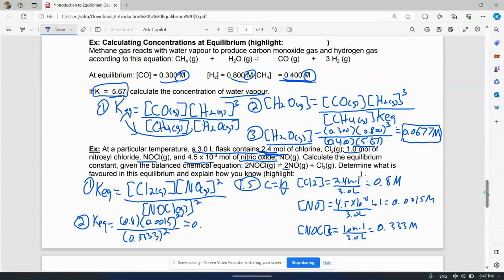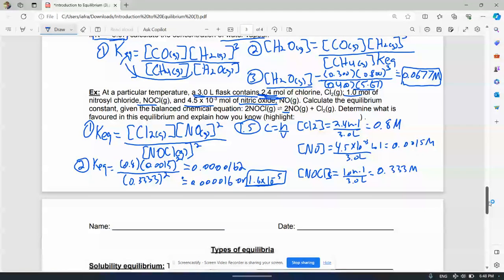So 0.000162. Now, just to take a look, it looks like 2 sig figs is what we're at. So we're going to be looking at about 0.00016, or you could say 1.6 times 10 to the power of negative 5. So this is your equilibrium constant. We have our expression here, we have our constant we calculated here, but before we could do that, we had to find the concentrations.